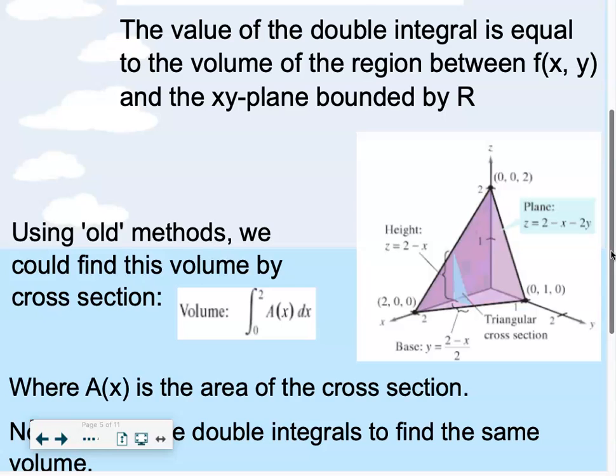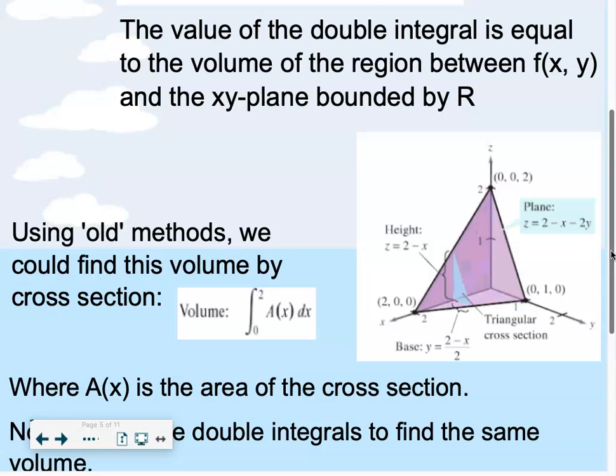So here's what really happens. The value of the double integral is equal to the volume of the region between the surface and the xy plane bounded by R. We will get into ones between surfaces. Those we'll do with triple integrals. So you could always, of course, subtract the z's and do it with a double integral, but it's more fun to do it with triples. So most of our triples are just going to be surface and xy plane.